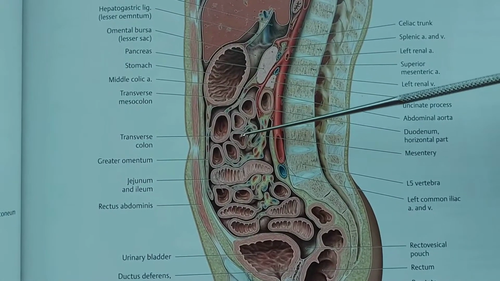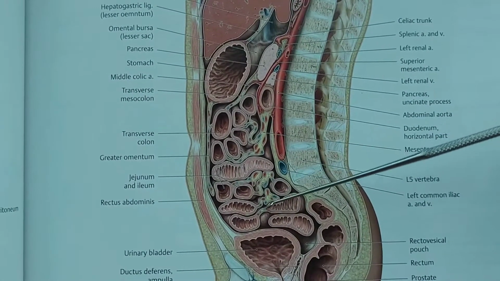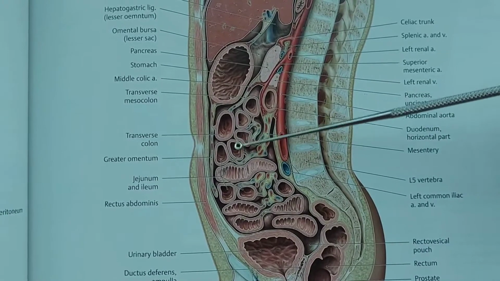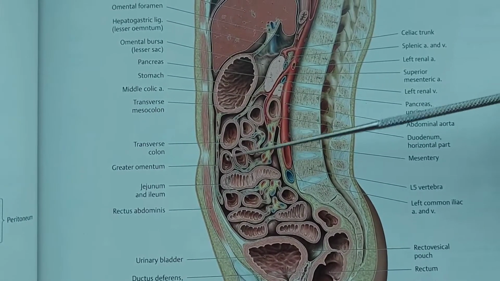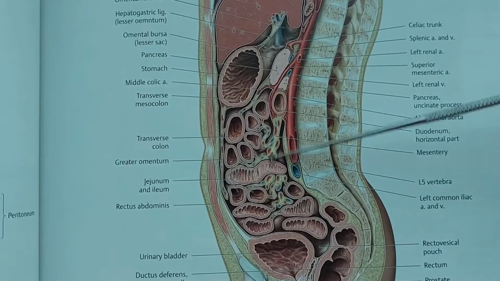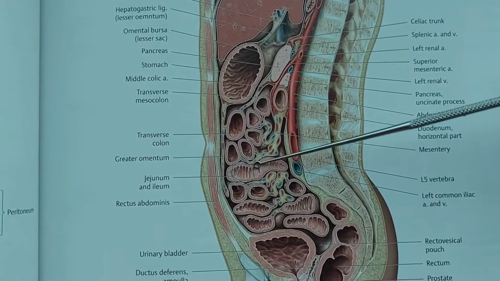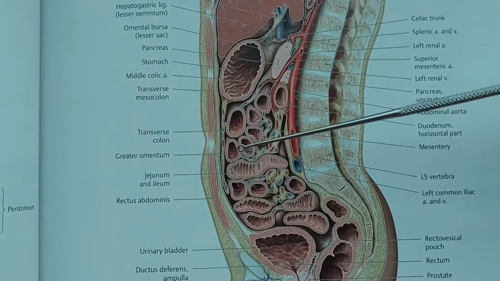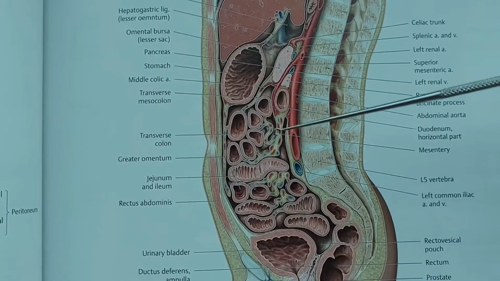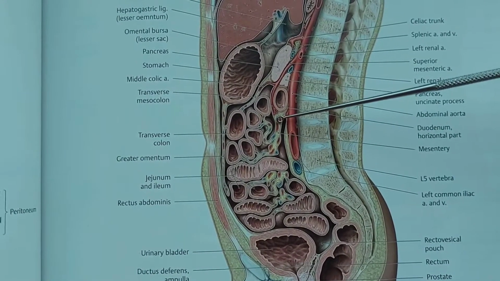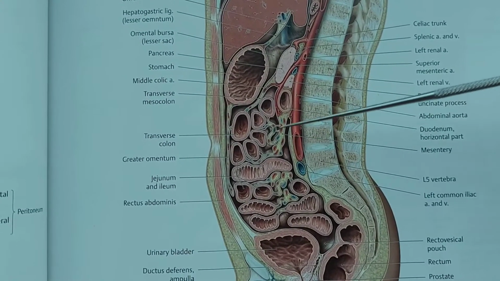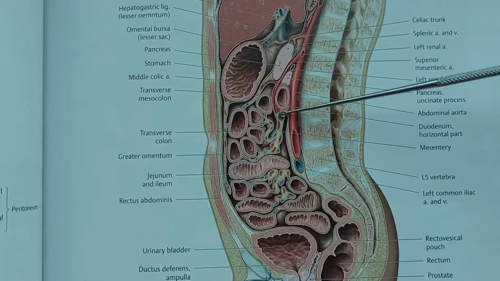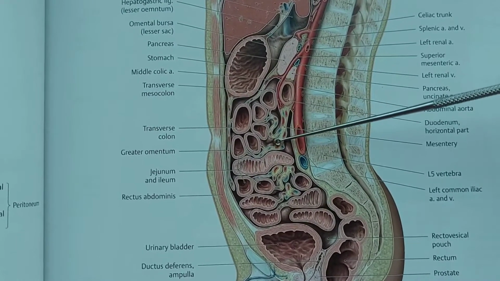Here is the transverse colon, and all these small loops are cut somewhere in the cross section, somewhere in the long section. All these are the small intestine, like the jejunum and ileum. And here we see that these folds of intestine are held through this peritoneal fold.